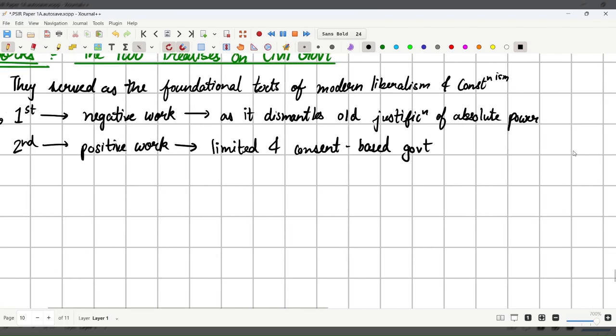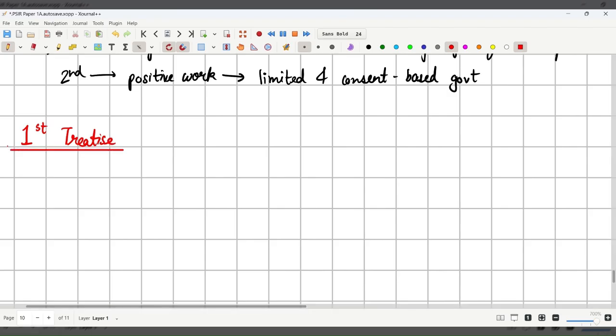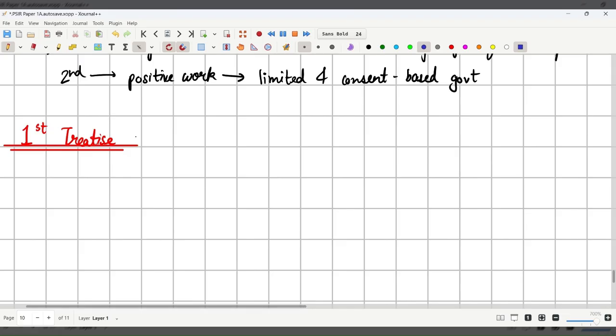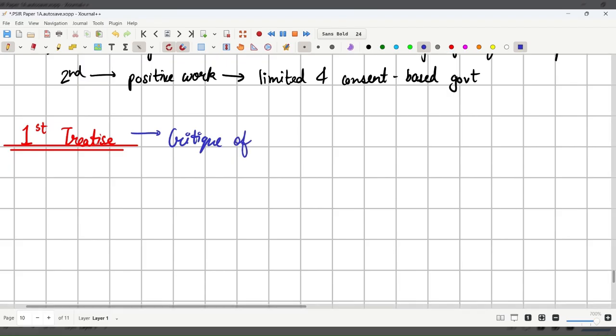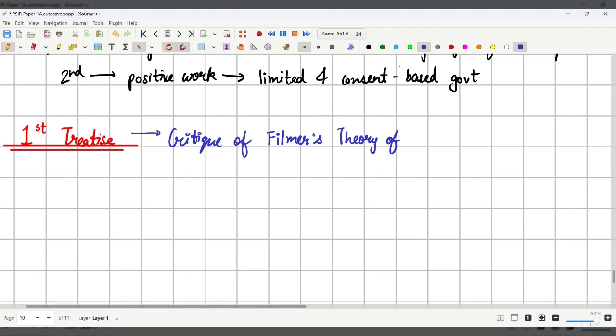Now we are going to read about his first work. His first treatise is a critique of Filmer's theory of Patriarcha.